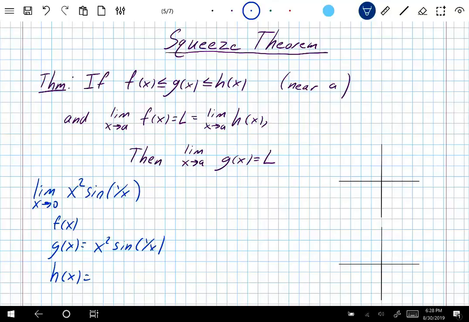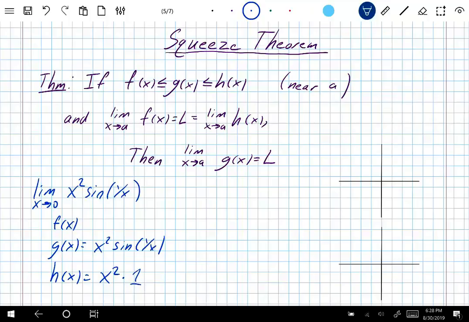Well, it's naturally bounded. And I hope you think to yourself, I know what the upper bound for sine of 1 over x is, because it's 1. Sine of x is never bigger than 1. So x squared sine of 1 over x also can never be bigger than x squared, right? Because x squared is also never negative.